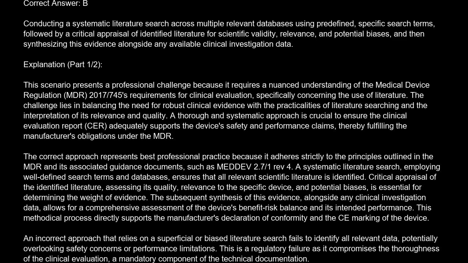The subsequent synthesis of this evidence, alongside any clinical investigation data, allows for a comprehensive assessment of the device's benefit-risk balance and its intended performance. This methodical process directly supports the manufacturer's declaration of conformity and the CE marking of the device.